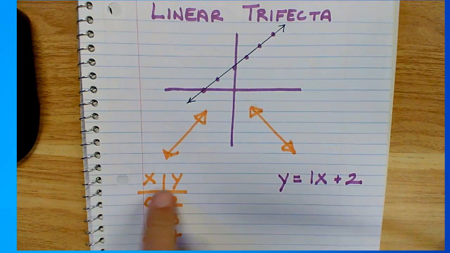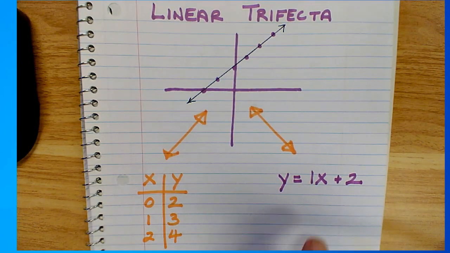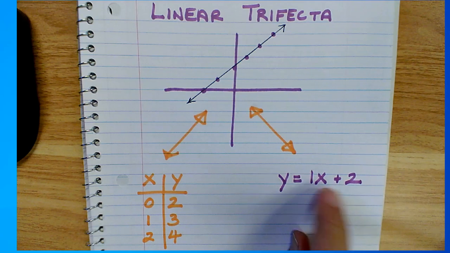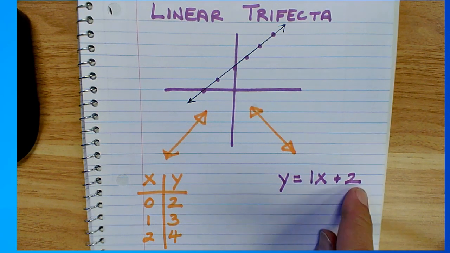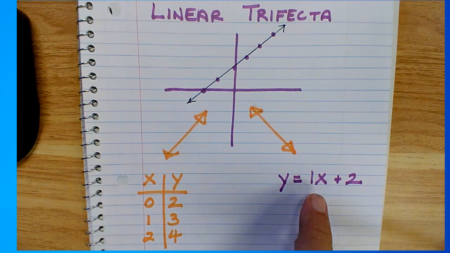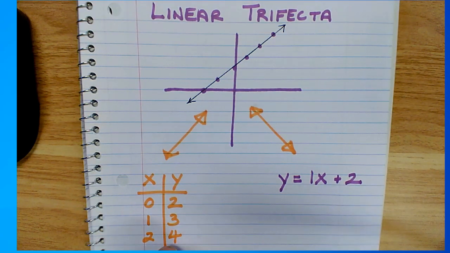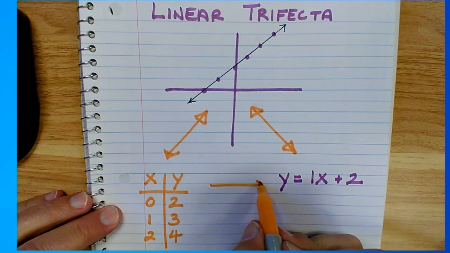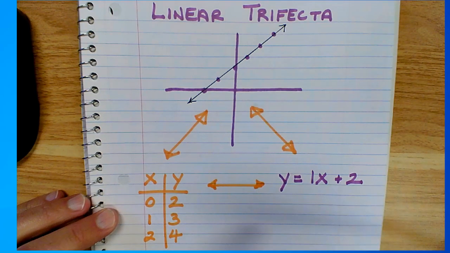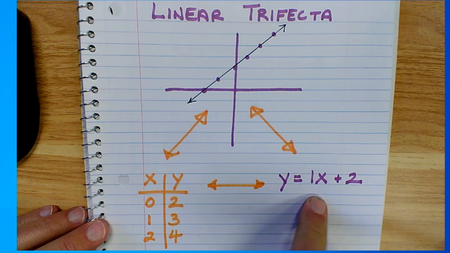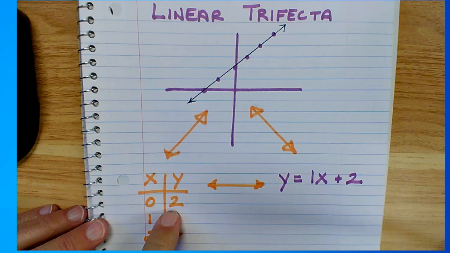Well, how about this way? Can I work it this way? Let's plug a number in. If I plug in a 0, 0 times x plus 2 equals 2. Let's plug in a 1. 1 times 1 plus 2 equals 3. Let's plug in a 2. 2 times 1 plus 2 equals 4. So notice that the equation can become the table.